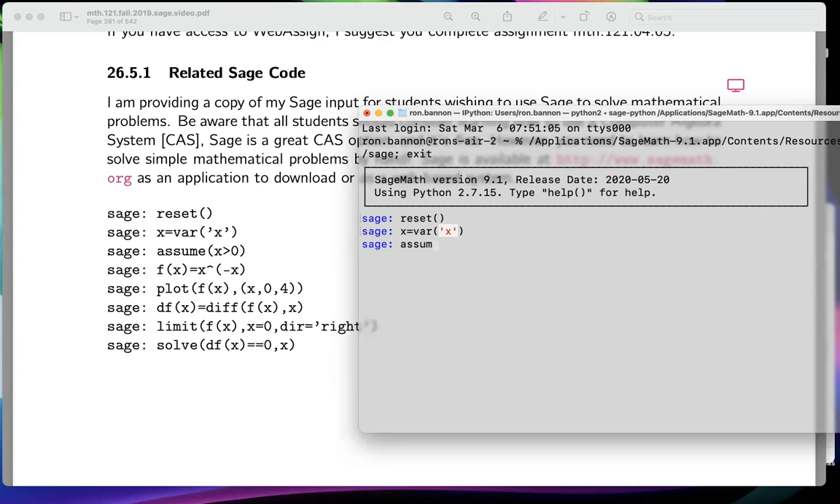This is assume, and it says assume X is a positive number, right? And then I get f of X is equal to, and it's an assignment operator, X to the minus X. This should be somewhat familiar to you. And then they say plot, and they want to plot f of X, and they want the X to be between 0 and 4.